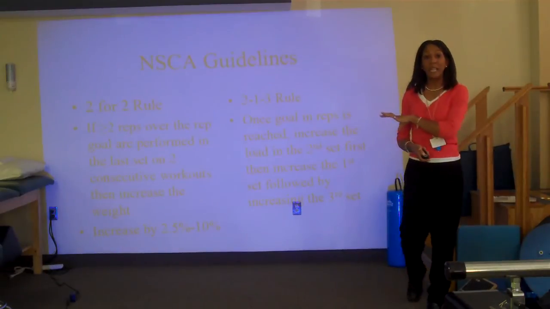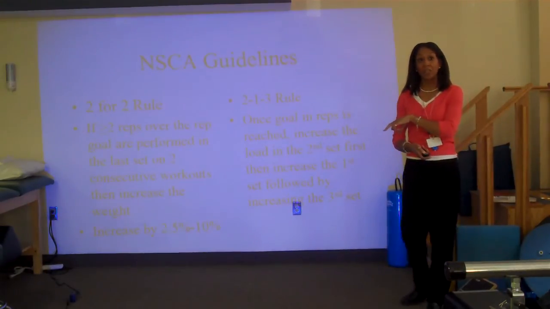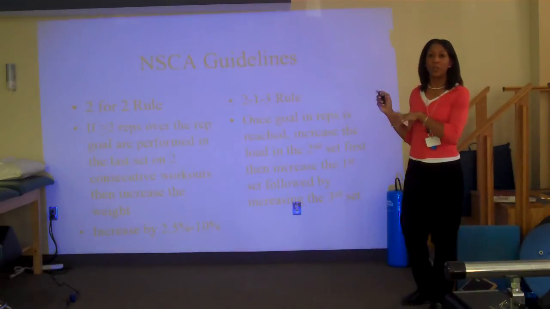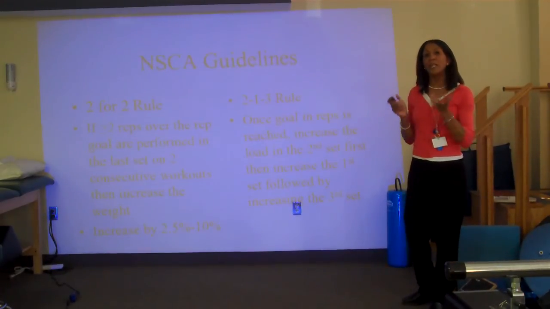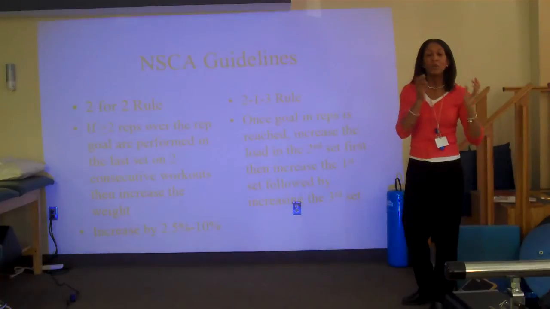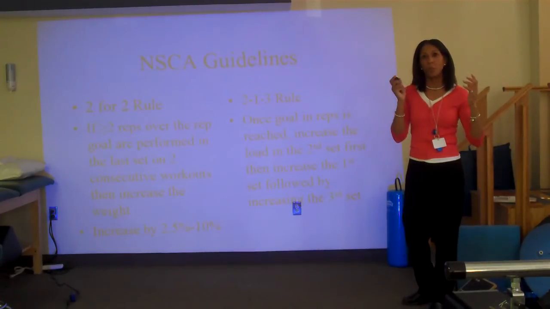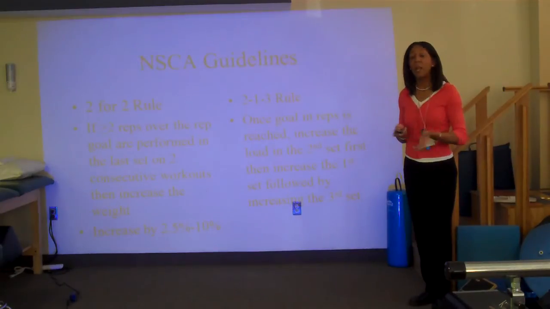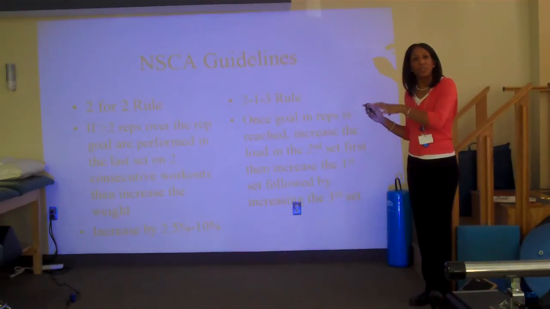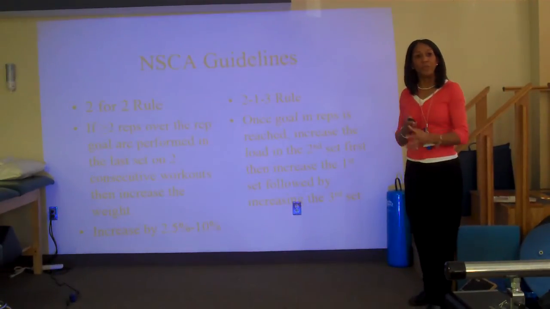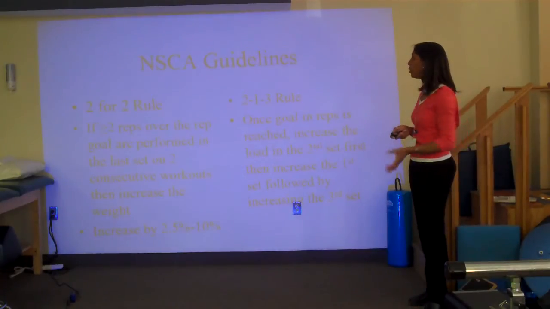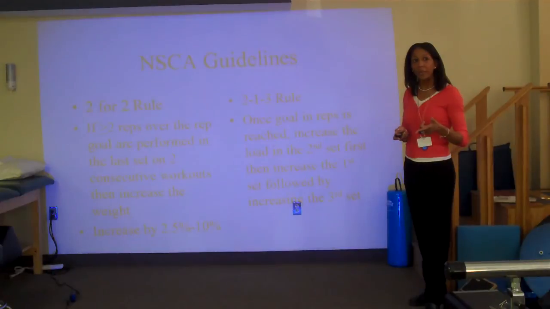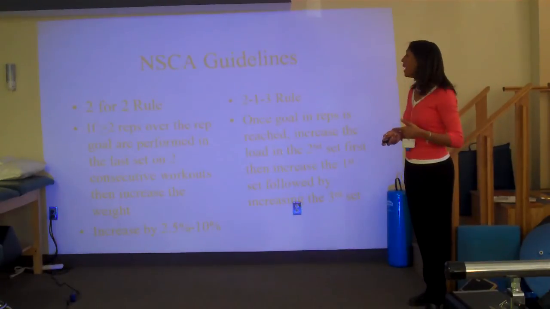So I put the NSCA guidelines there on your handout so you have a quick reference. They have 2 rules that they use. Now granted, with the National Strength and Conditioning Association, we really look at working with conditioning and athletes, and I have the CSCS certification. But these 2 rules do apply with what we're doing, even if you're working with a less fit population. The 2 for 2 rule is how you know when you want to progress that resistance, okay?